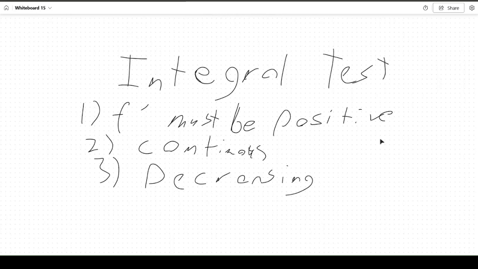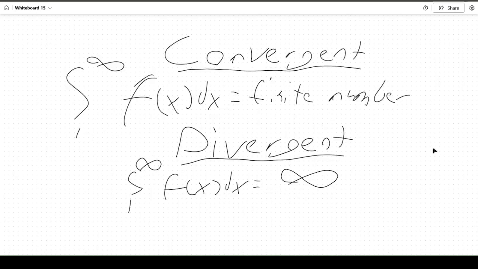In this video, we will be talking about the integral test. What you need to know for this integral test is basically these three things. The derivative must be positive, the function must be continuous, or the function could be decreasing. Also, when you integrate and you get a finite number, then it's convergent. But when you integrate and you don't get a number at all, like you get infinity, it's going to be divergent.